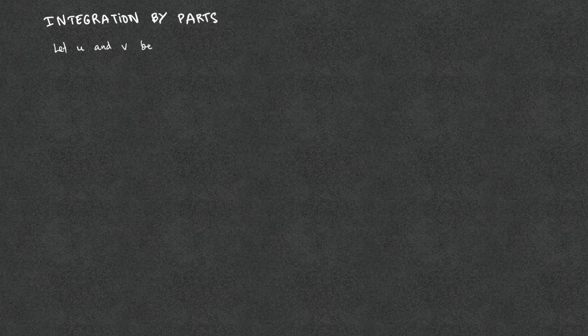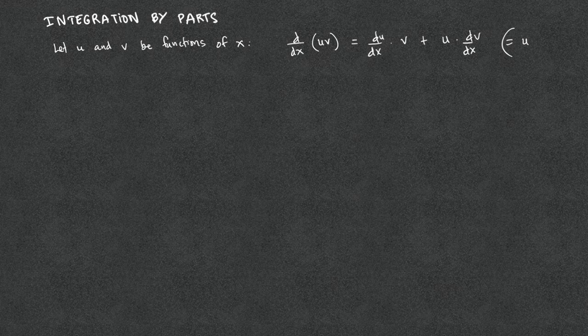Integration by parts. One of the two main techniques of integration is integration by parts. Let u and v be functions of x, that is, u is a function in terms of x, and v is a function in terms of x. The derivative with respect to x of the product uv is du/dx times v plus u times dv/dx, or u prime v plus u v prime. This is the product rule.